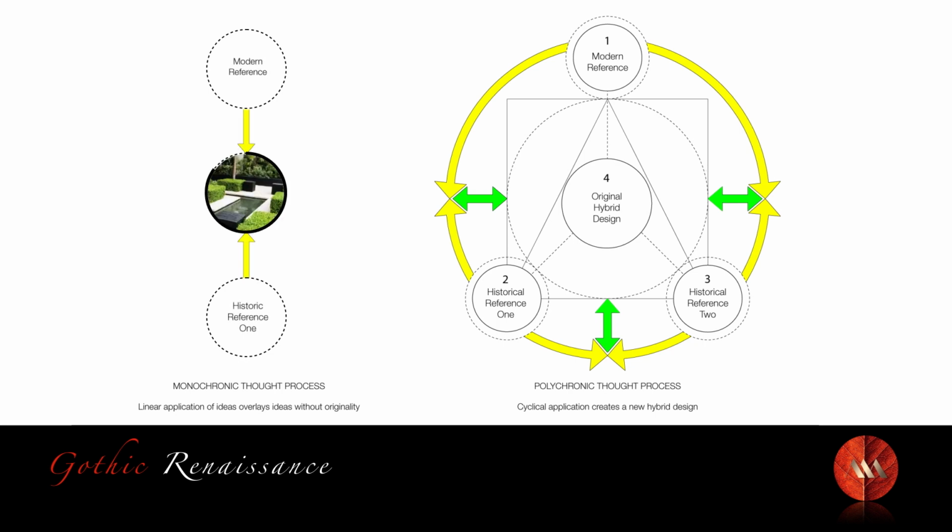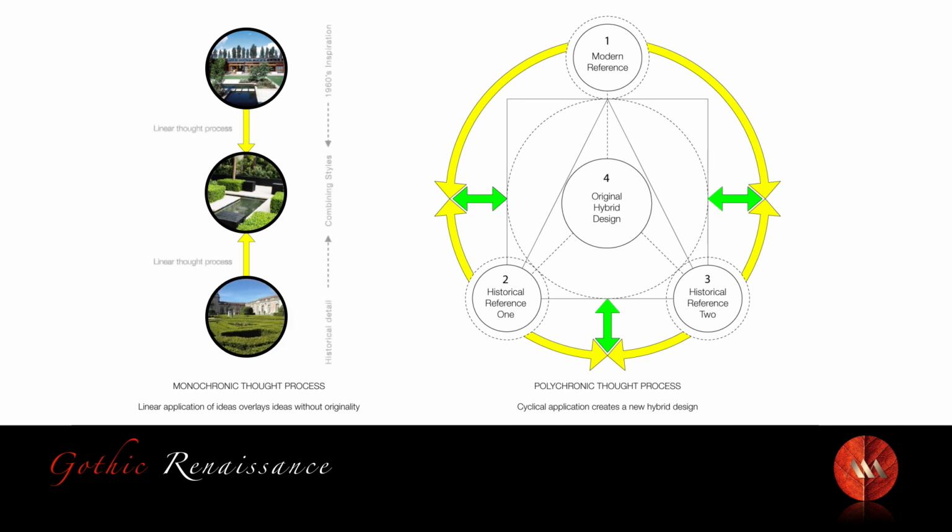To explain this principle further, I've overlaid a current example of a garden design within a monochronic format. The garden design in the centre is typical of contemporary gardens being produced today, and on face value it looks like an original take on a modern scheme. When you analyse this further, however, you can see that the design actually uses the rectilinear format of 1960s garden designs and also Renaissance-inspired topiary gardens. These two references have been applied in a linear thought process where the two ideas come together to create a blend of the two references.